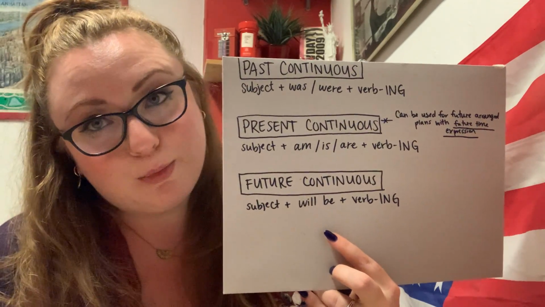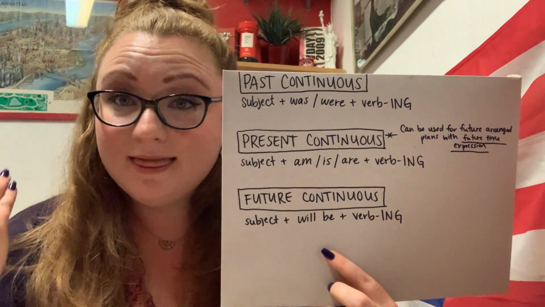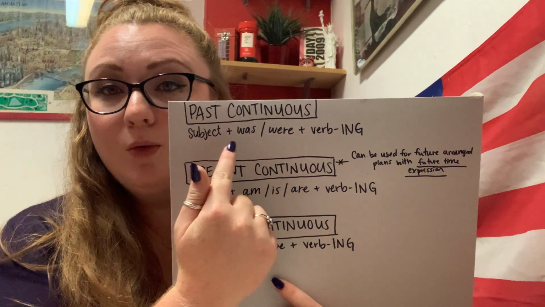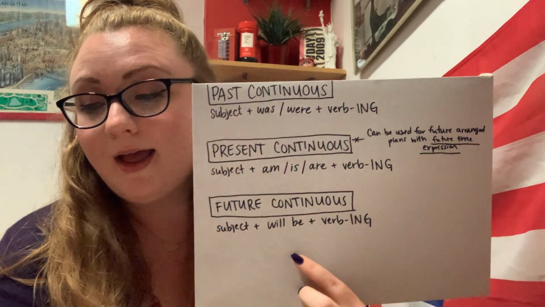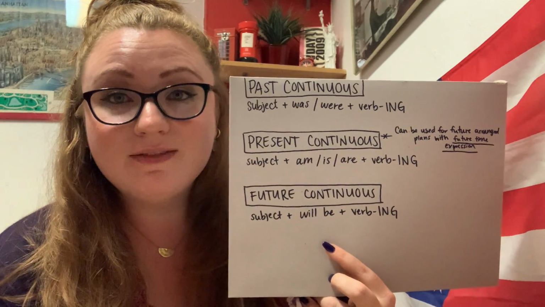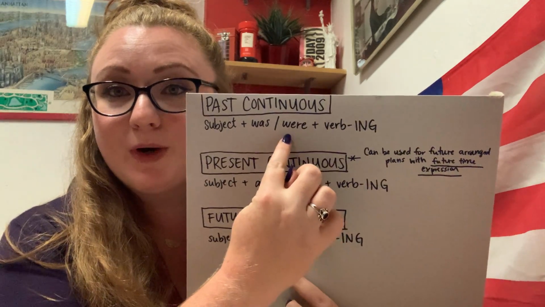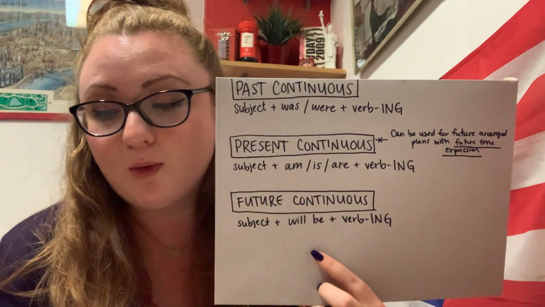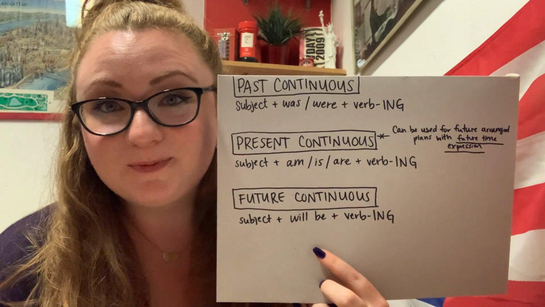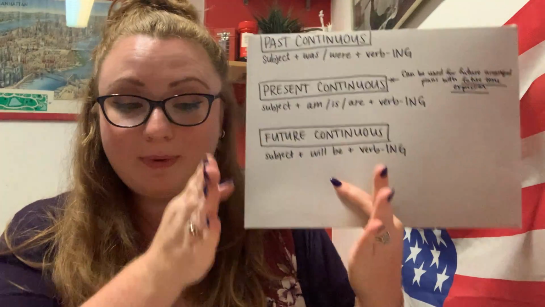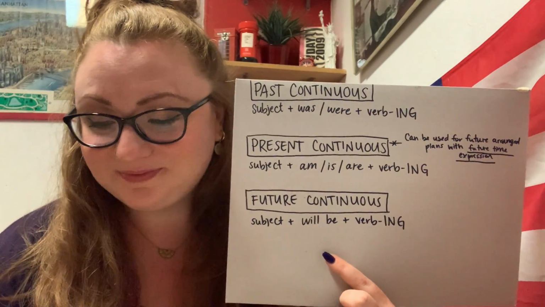Let's look at another example in the past. In the past, people were living a more sustainable lifestyle. So it's talking about a period of time in the past.